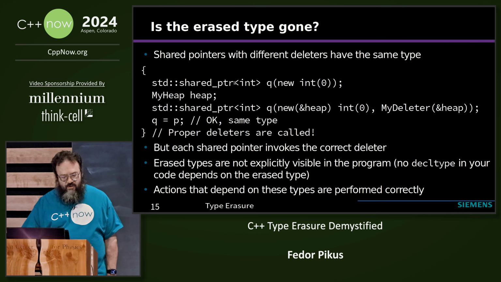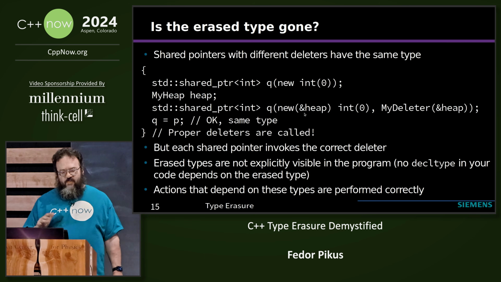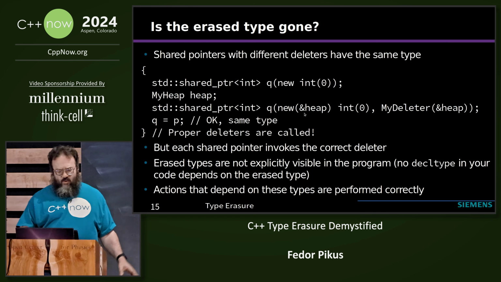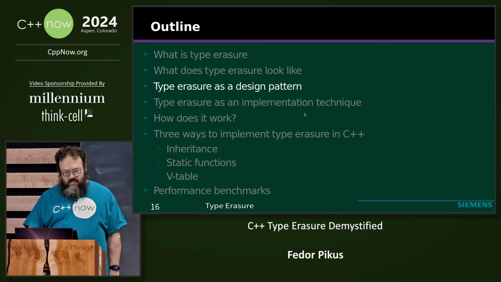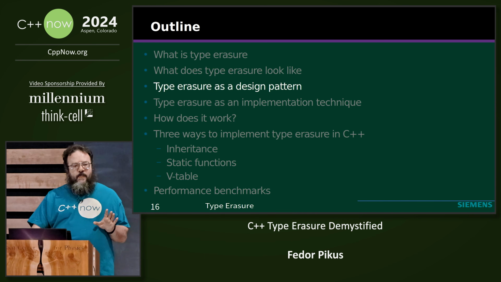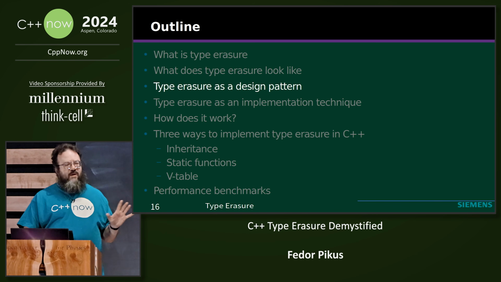Both of these shared pointers have exactly the same type. They have different deleters, and somehow the right deleter is called. So erased types are not explicitly visible, but not forgotten either. They're hidden somewhere. So, okay, this is what it looks like. Why would you want to do this?